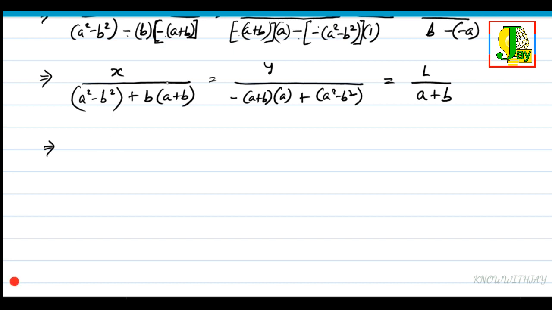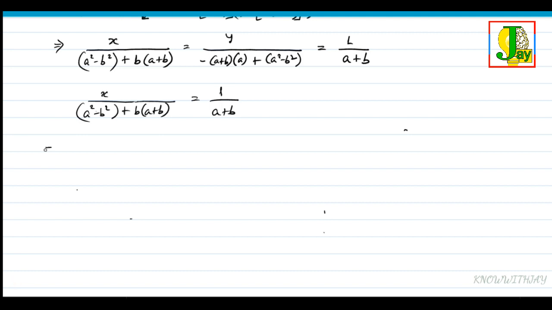Now let's choose the first and the last one, x by a square minus b square plus b into a plus b equals to 1 by a plus b. That's x equals to, in place of a square minus b square, we can write a plus b into a minus b, plus b into a plus b, divided by, you see the denominator goes to the numerator and we have a plus b.